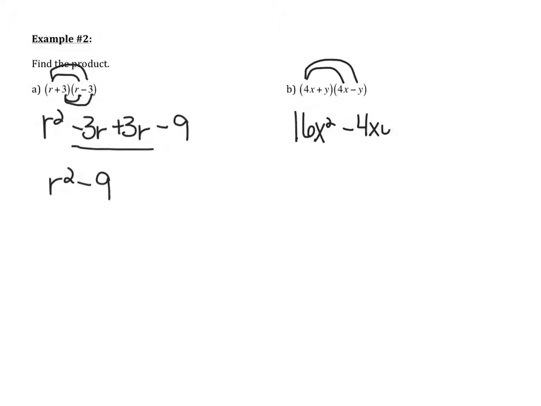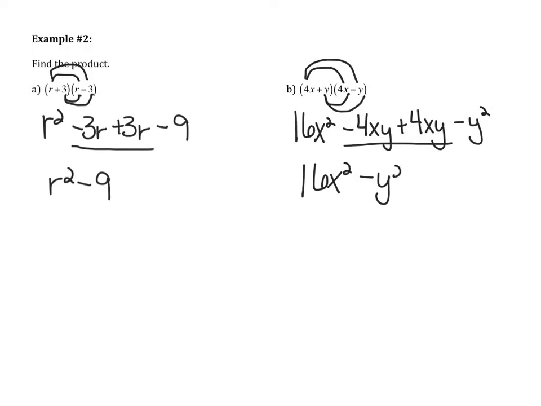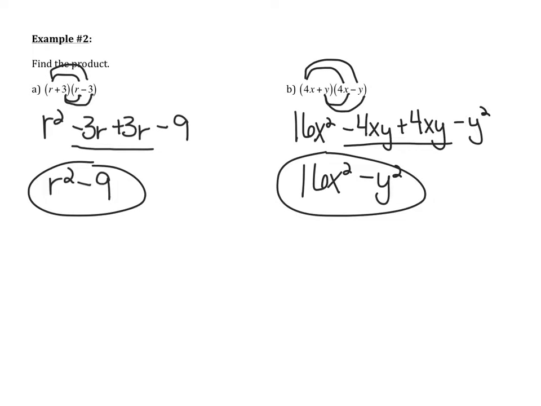Remember, write it in alphabetical order. Then I'm going to take y times positive 4x, so it would be plus 4xy. Remember, even though the y came first, I'm going to put it in alphabetical order and put xy instead of yx. And then y times negative y would be negative y squared. So just like we assumed, the negative 4xy and the positive 4xy are going to cancel each other out, leaving me with 16x squared minus y squared. So again, these are special products because that middle term ends up dropping out.